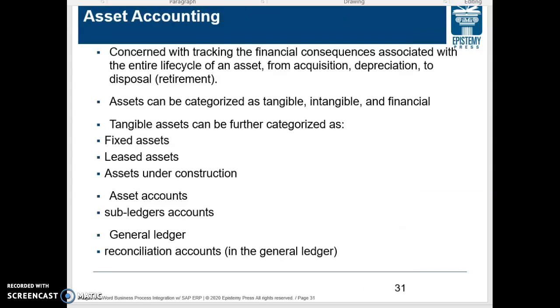So the next type is asset accounting. Assets are things like buildings, equipment, those sorts of things, and asset accounting is concerned with the tracking of the financial consequences with the entire life cycle of an asset, from acquisition to depreciation to retirement. So we need to keep track of these, and again, we wouldn't have each asset on the general ledger, so we would have a reconciliation account for our assets on our general ledger, and then we would have a sub-ledger for each type of asset.